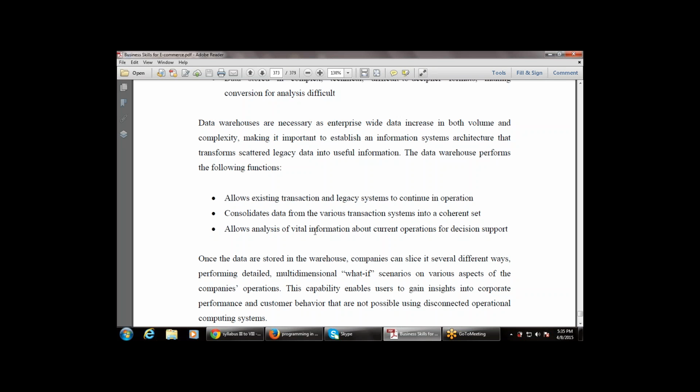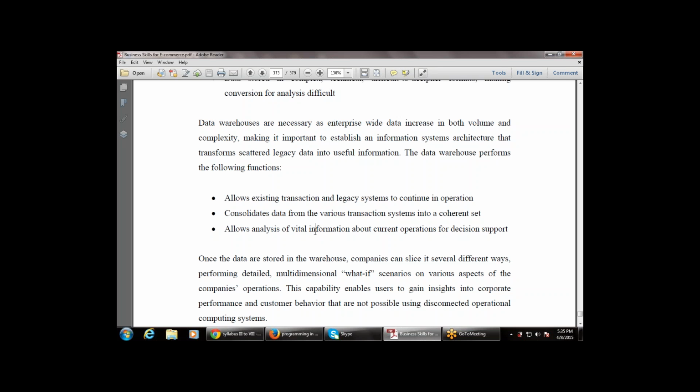The next function is to consolidate data from the various transaction systems into a coherent set. That is, from various transactions there will be consolidation of data into a coherent set. Then it allows analysis of vital information about current operations for decision support. That is, analysis of the important information that is used by managers for their decision making.